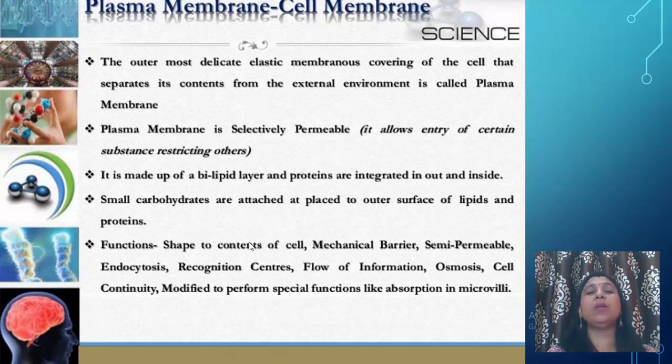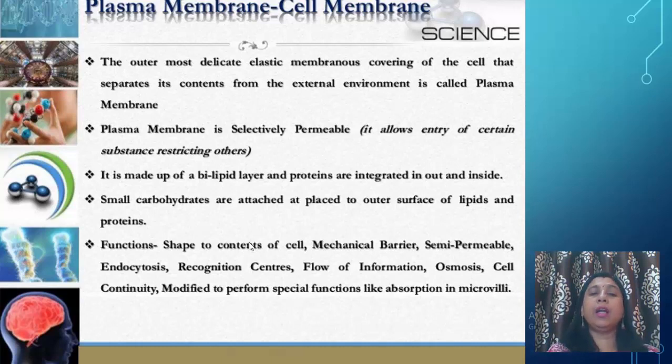Selectively permeable means it allows entry of certain substances, restricting the entry of others. It is made up of a bilipid layer and proteins are integrated in out and inside. Bilipid layer means double lipid layers, and proteins are integrated on both the sides.